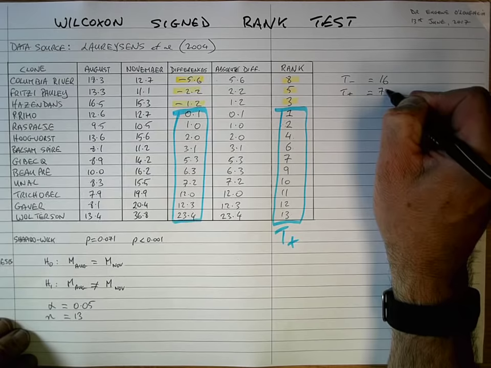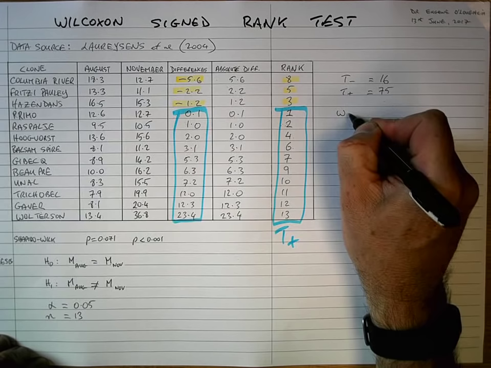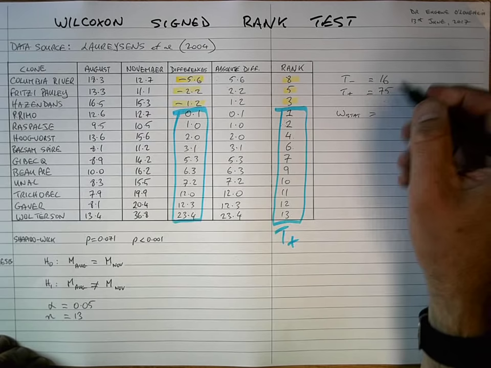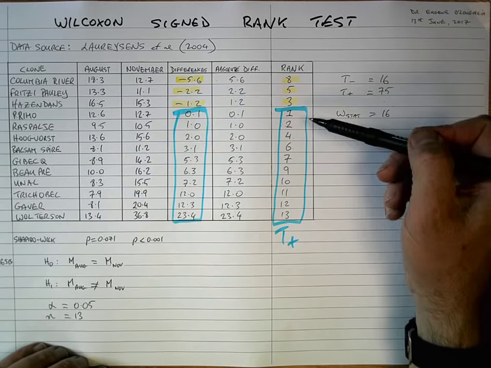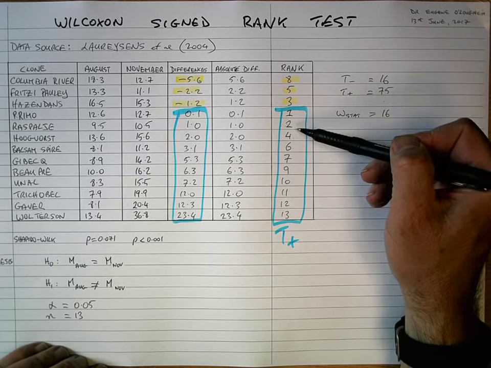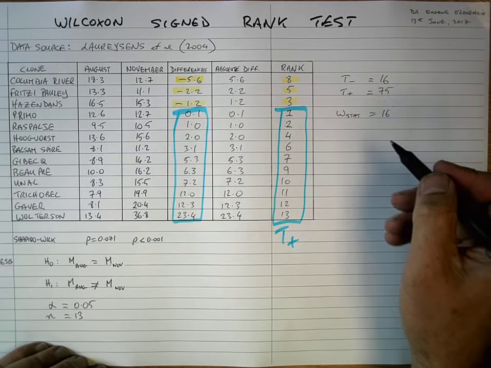The Wilcoxon signed rank test statistic is called W. So my W stat, what's the test statistic? Well, it is the smaller of these two values here. So the W stat is 16. Just to check back for a second, if any ranks are the same, so if you get two different absolute differences which are the same, you take an average of the ranks for those two or three ranks in that case. So now our test statistic has a value of 16.